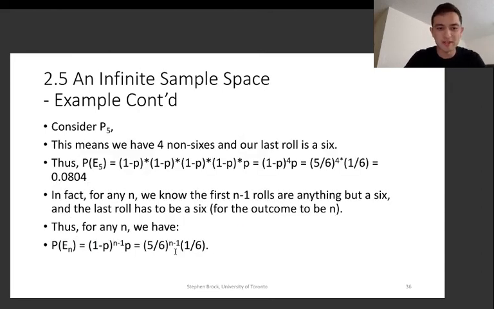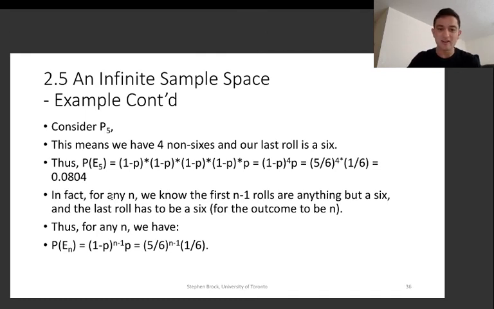Now, consider E5, sorry, this should be E5. This means we have 4 non-6s and our last roll is a 6. So thus, the probability of E5 is equal to 1 minus P times 1 minus P times 1 minus P times 1 minus P. We have 4 of these times P, which is the probability of getting the 6 on the 5th roll, right? So we have 1 minus P to the power 4 times P, which is 5/6 to the power 4 times 1/6, which is equal to 0.0804.